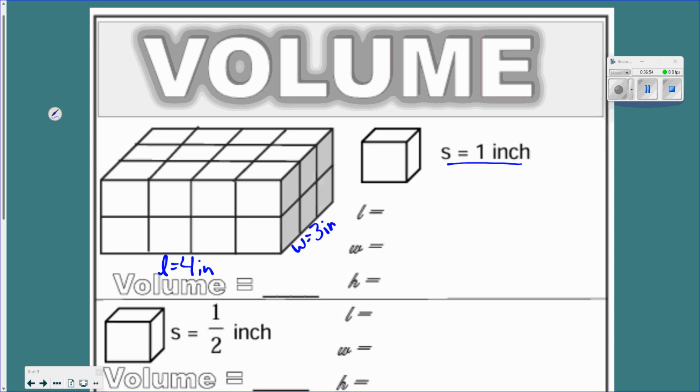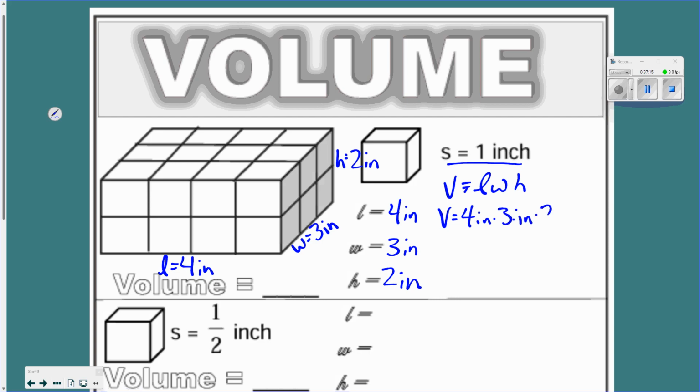Using our formula, V equals L times W times H, I can now put those numbers in. 4 inches times 3 inches times 2 inches. 4 times 3 gives me 12, times 2 gives me 24 what? So my volume equals 24 inches cubed. Does that make sense, guys?